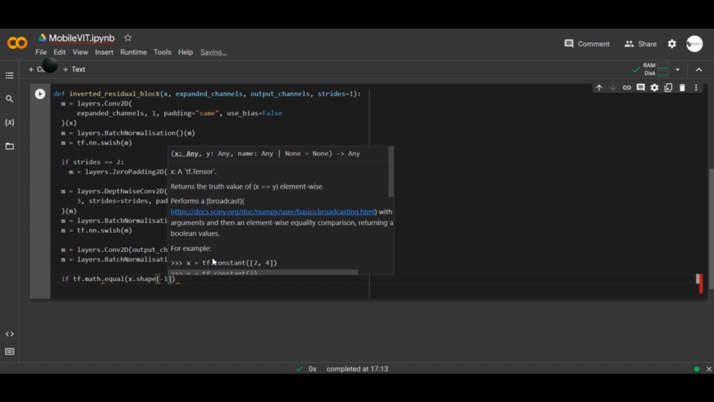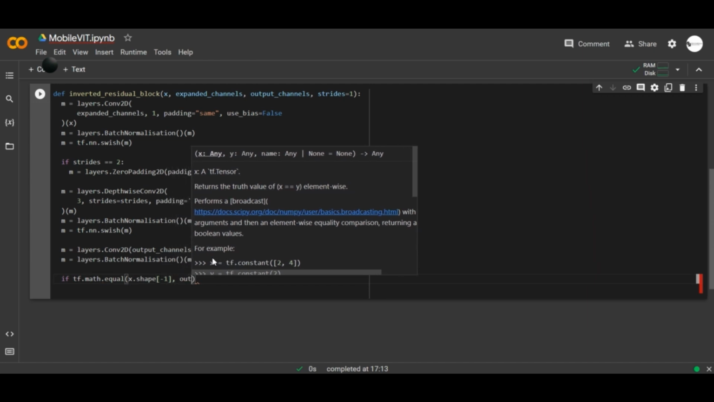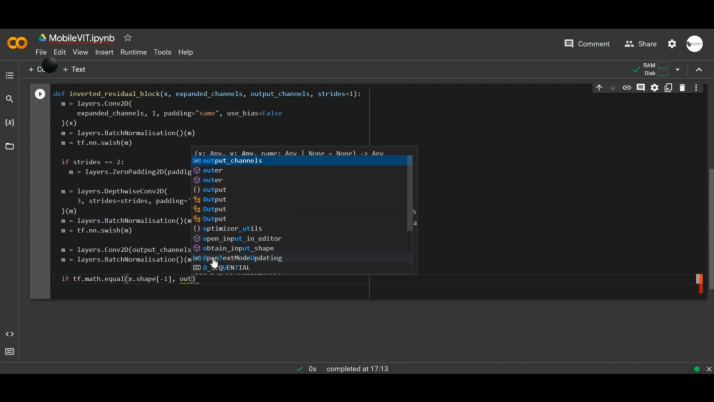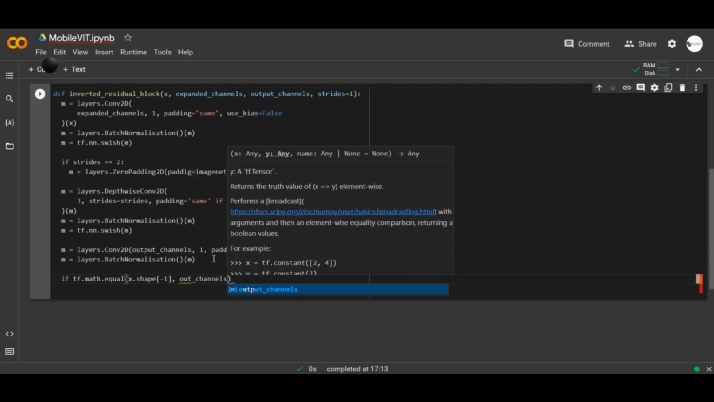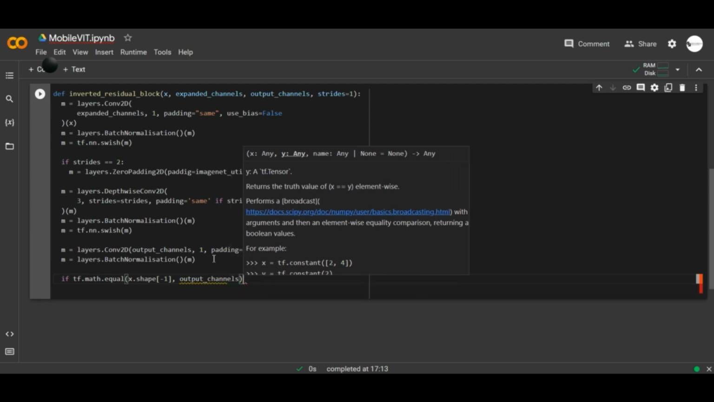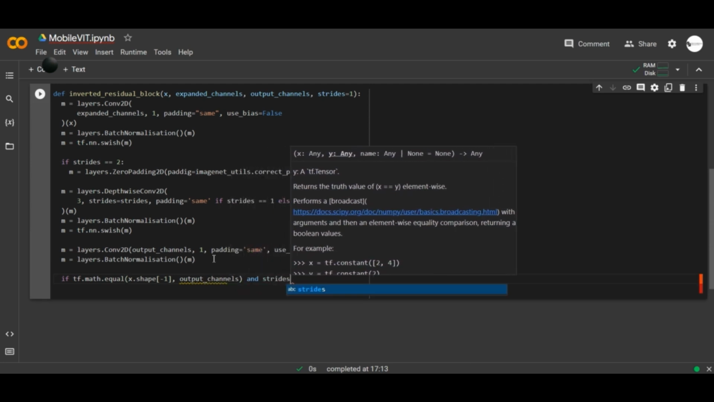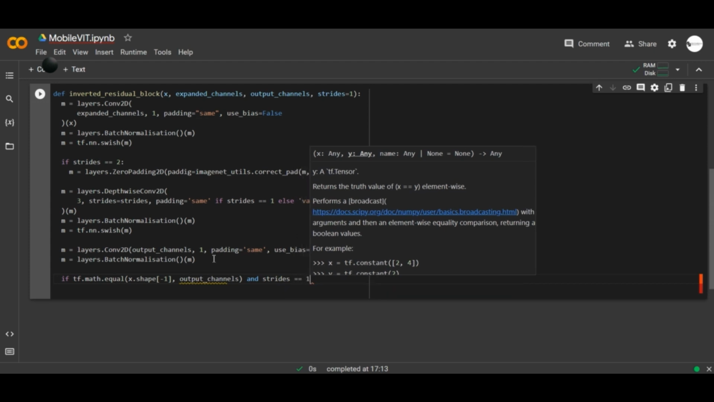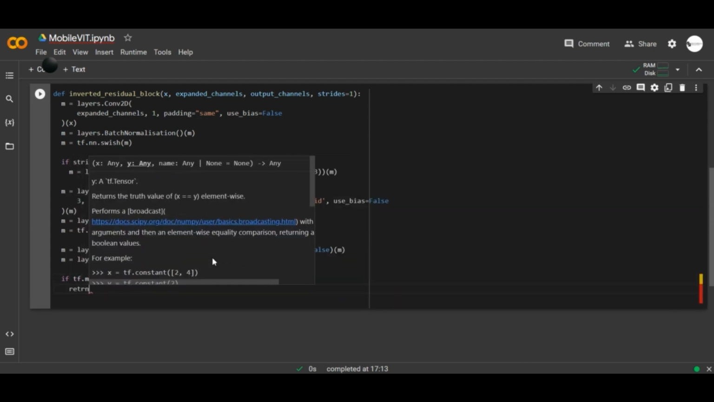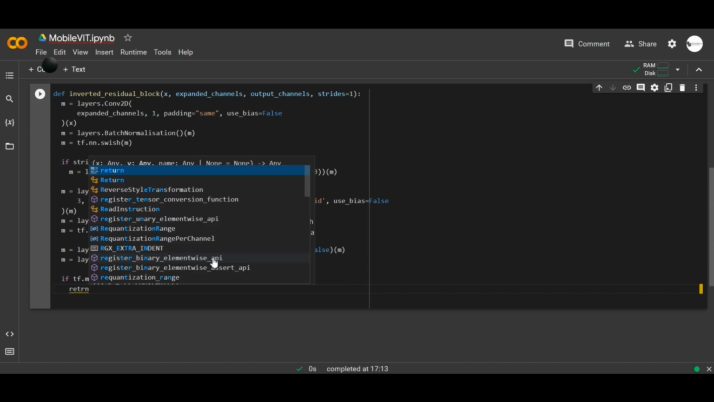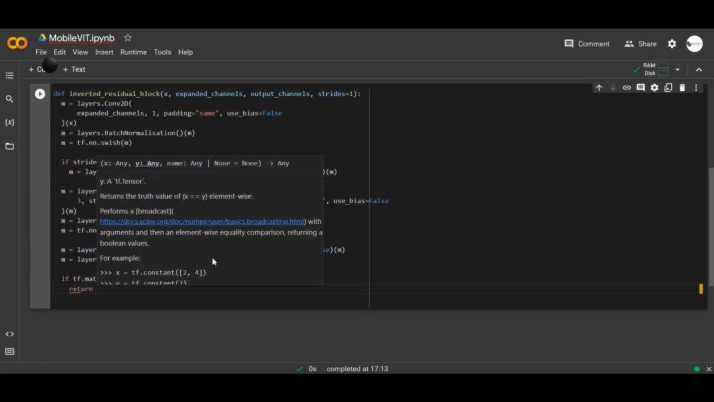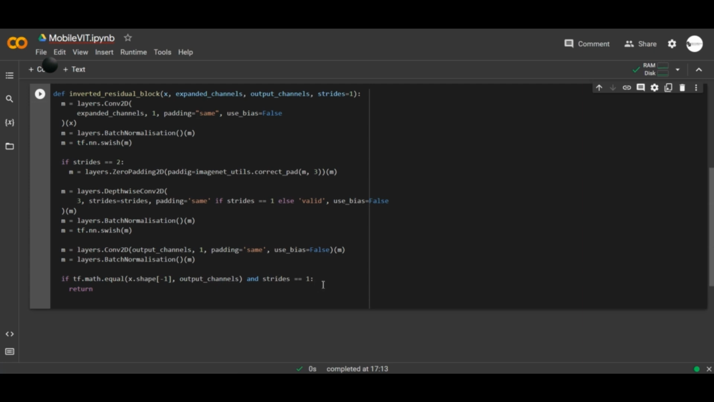Then we're gonna say tfmats dot equal x dot shape. Then we're gonna have output channel. Then we're gonna say end strides equals to 1. Then we return. So like I said, the dimensions of the input and output have to be the same, and for us to know that they will be the same, if stride equals to 1, because if stride equals to 2, we reduce the dimensions, you see.